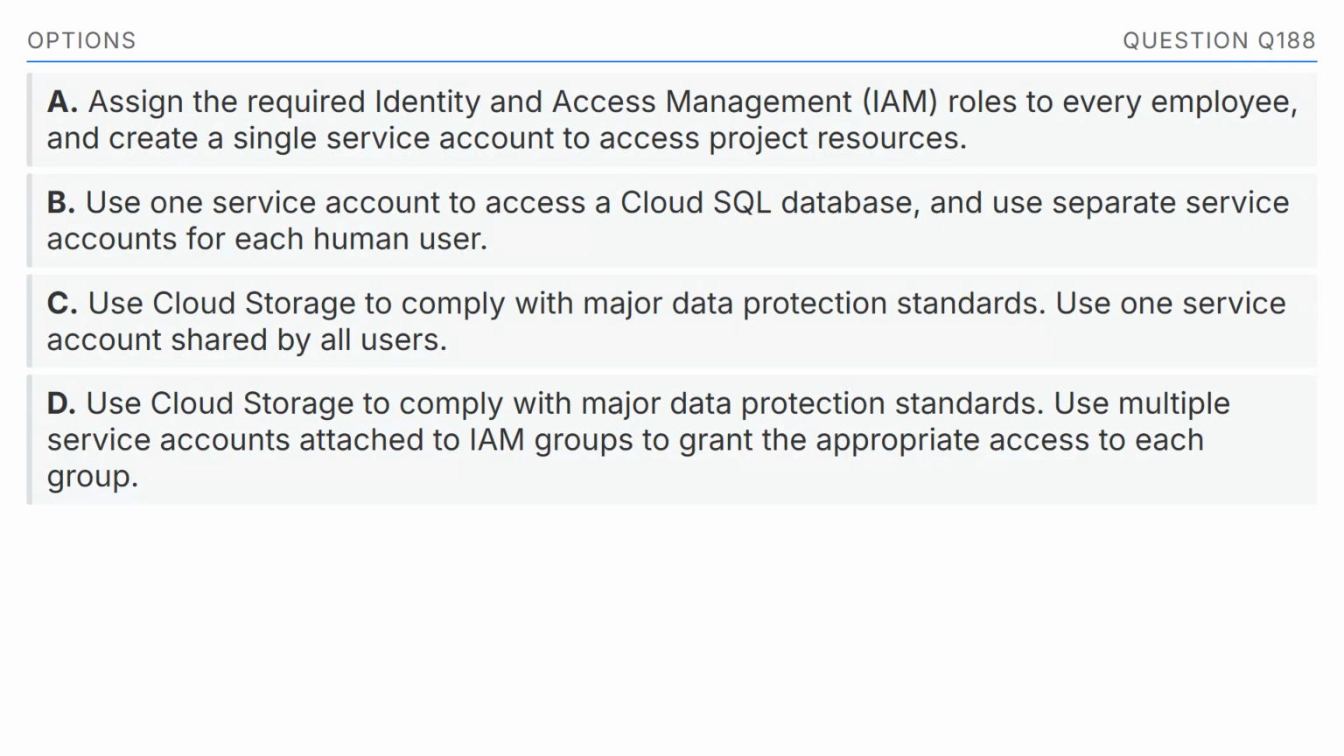The options are: Option A, assign the required identity and access management (IAM) roles to every employee, and create a single service account to access project resources. Option B, use one service account to access a Cloud SQL database, and use separate service accounts for each human user. Option C, use Cloud Storage to comply with major data protection standards. Use one service account shared by all users. Option D, use Cloud Storage to comply with major data protection standards. Use multiple service accounts attached to IAM groups to grant the appropriate access to each group.